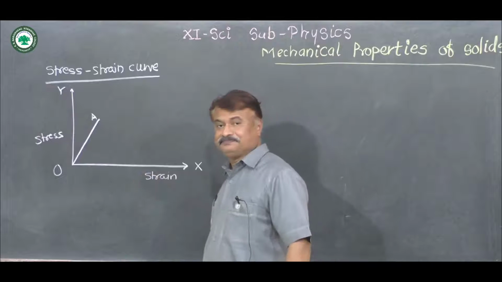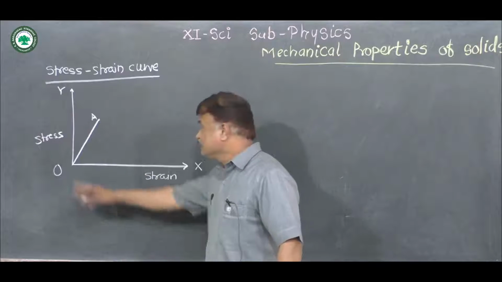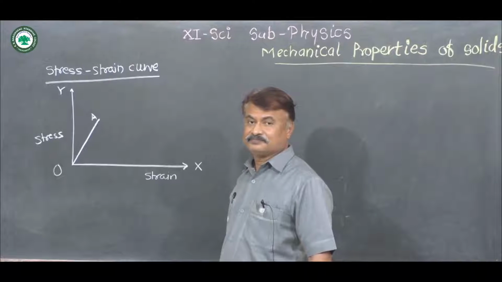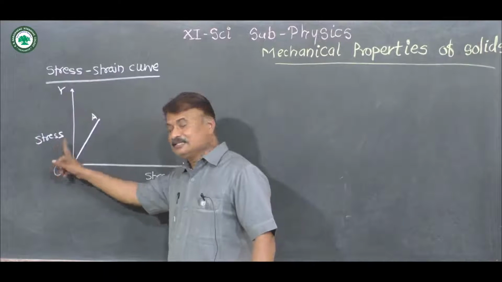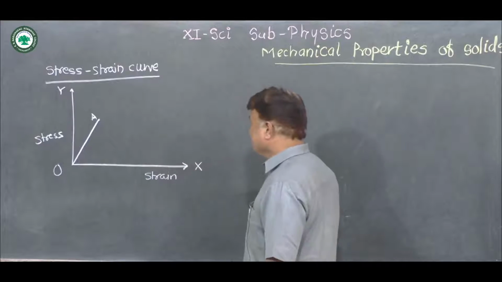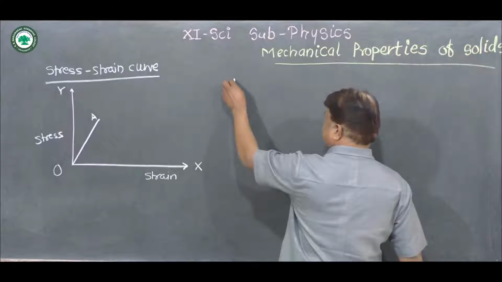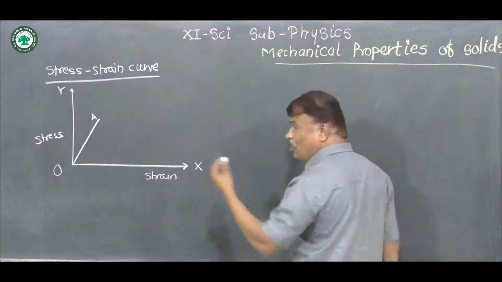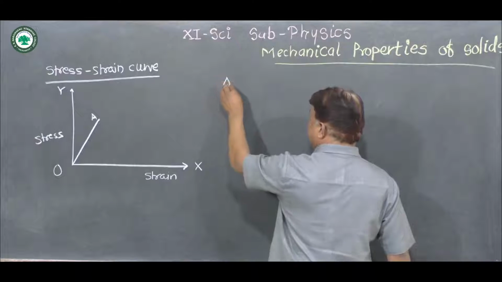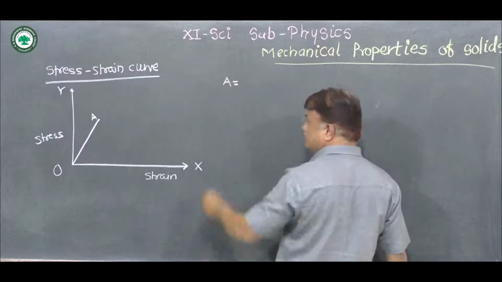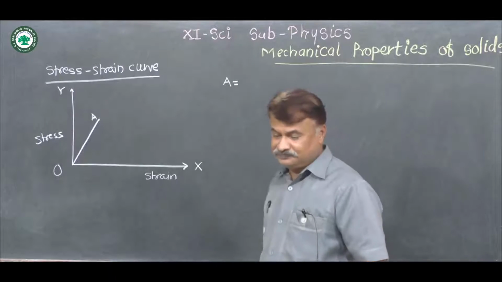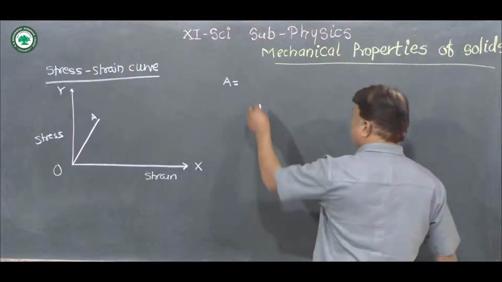This shows that stress is directly proportional to strain. As stress increases, strain also increases, and up to OA, Hooke's law is obeyed. This A point is called as proportional limit.